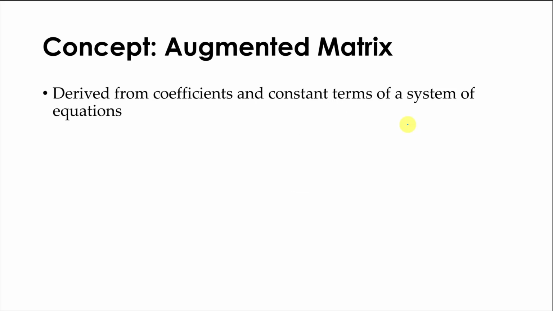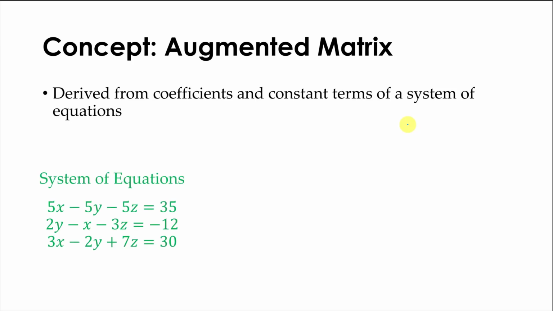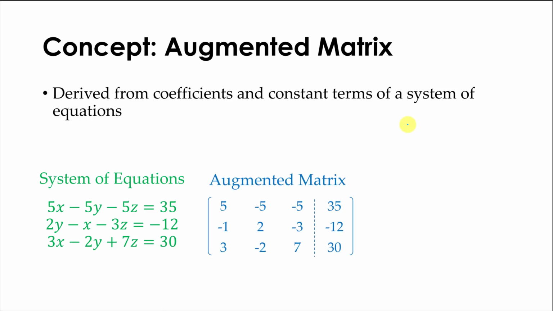Our first concept is this idea of an augmented matrix. If I'm given a system of equations like this, we're going to derive an augmented matrix based off of just the coefficients and constant terms of our system. For this system of equations, our augmented matrix would look something like this. Think of this as my x column, this as my y column, and this as my z column. Then here I would have my constants column, and this little dotted line separates my constants column from my variable columns.